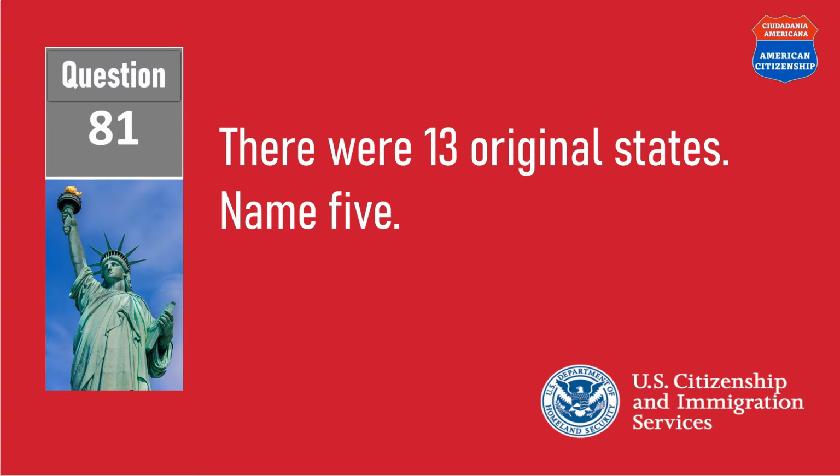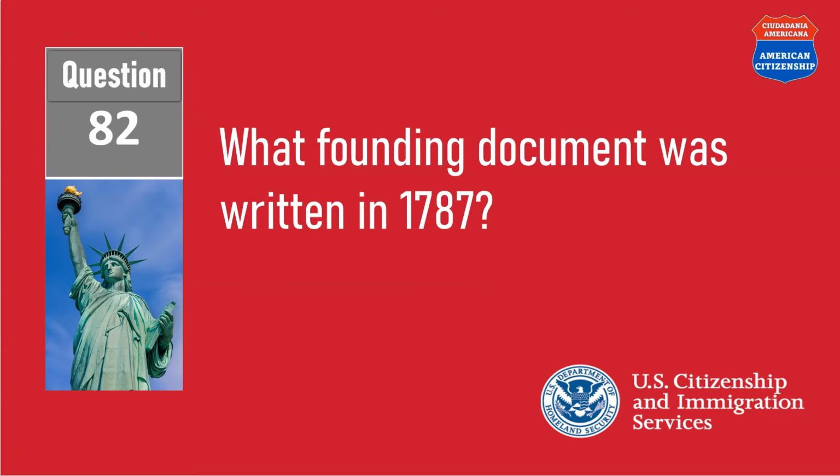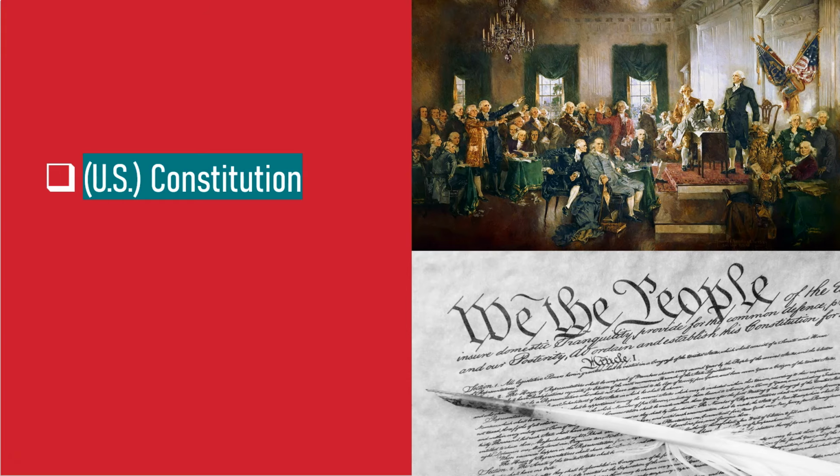There were 13 original states. Name 5. New York, Maryland, Virginia, North Carolina, and South Carolina. What founding document was written in 1787? The U.S. Constitution.